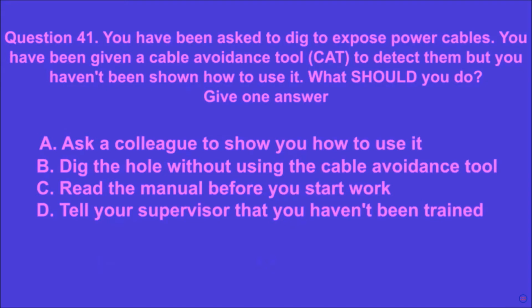Question 41. You have been asked to dig to expose power cables. You have been given a cable avoidance tool, CAT, to detect them, but you haven't been shown how to use it. What should you do? Give 1 answer. A. Ask a colleague to show you how to use it. B. Dig the hole without using the cable avoidance tool. C. Read the manual before you start work. D. Tell your supervisor that you haven't been trained. D is the correct answer.